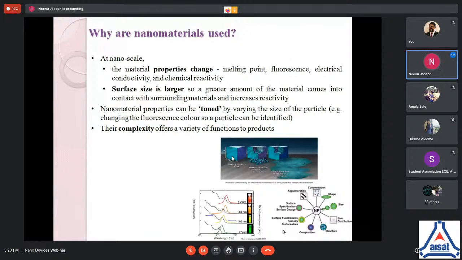Why are nanomaterials used? At nanoscale, the material properties change, like melting point, fluorescence, electrical conductivity, and chemical reactivity. Surface area is larger, so a greater amount of the material comes into contact with surrounding materials, and this changes the nanomaterial property by varying the size of the particle. Example, changing the fluorescence color so a particle can be identified. It offers a variety of functions. According to the size, the color and properties of the particle will vary.